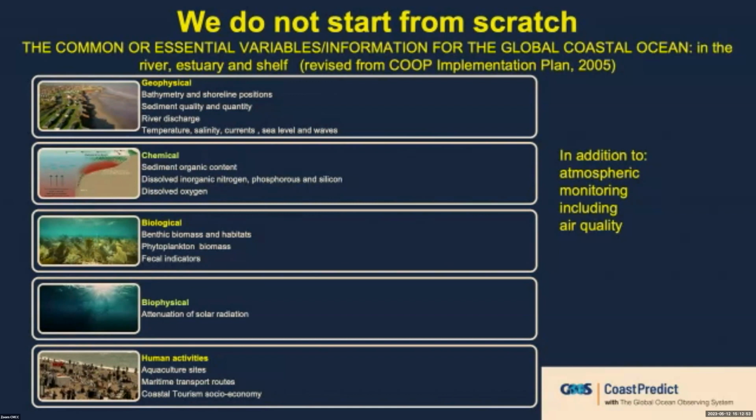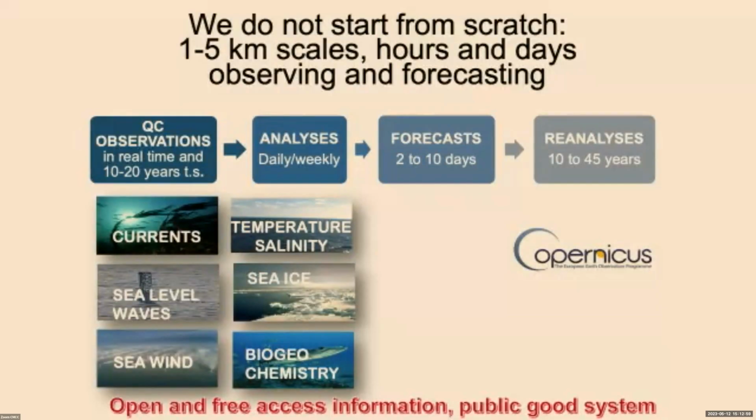we start from a list of what we call the common or essential variables for the ocean. We don't start from scratch because we have the global models and the regional models in some areas. And they are open and free. It's a public good system. And I hope the DCC on ocean prediction will organize all the other systems that are open and free with common format, so we just use them, okay?